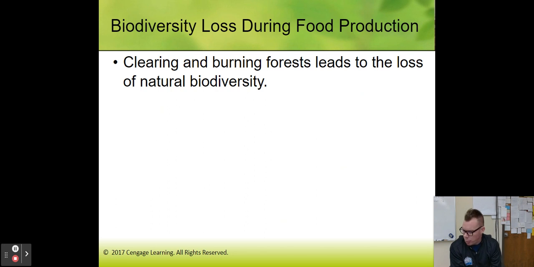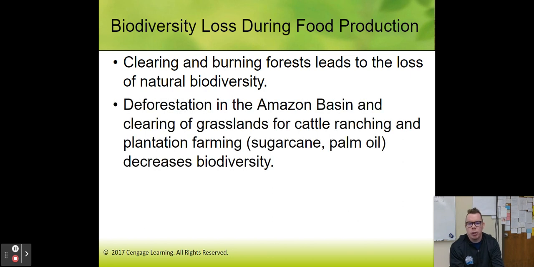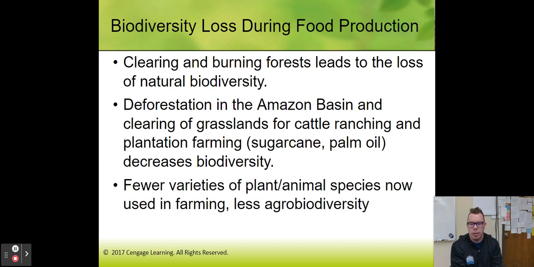All right, biodiversity loss during food production. So clearing and burning forests leads to loss of natural biodiversity. Straightforward. There's a forest, you chop it down, the things that were living there obviously aren't living there anymore. Diversity drops. All right. Deforestation in the Amazon basin and for clearing for grasslands for cattle ranching and plantation farming, that's decreasing biodiversity. Everybody knows about that slash and burn agriculture that they've been doing.